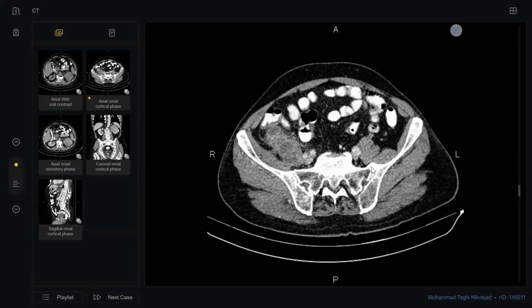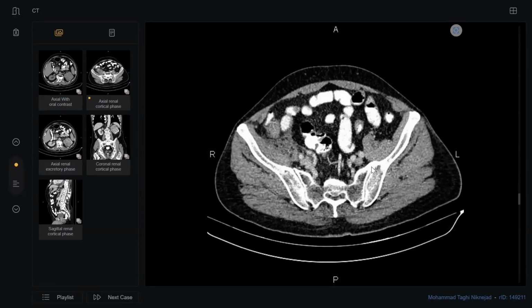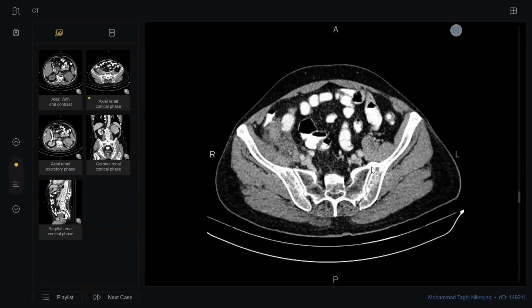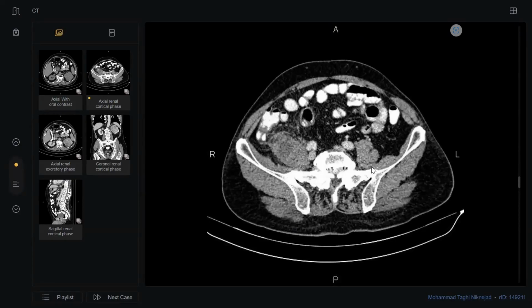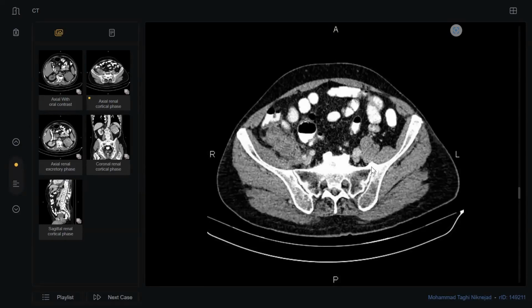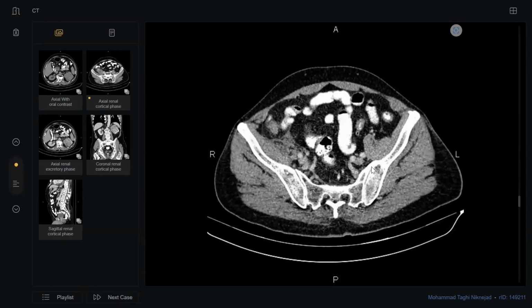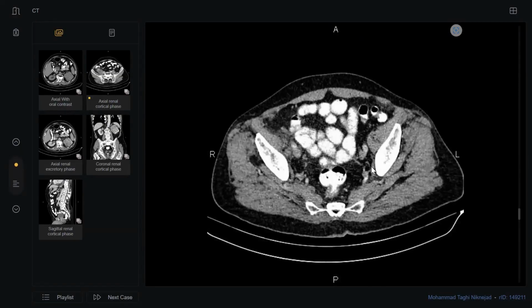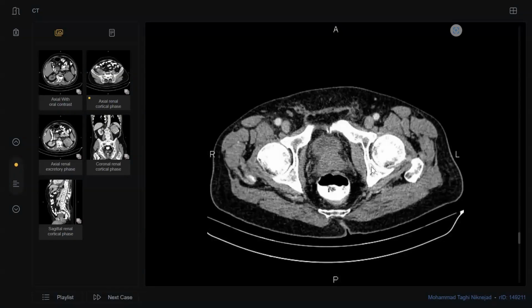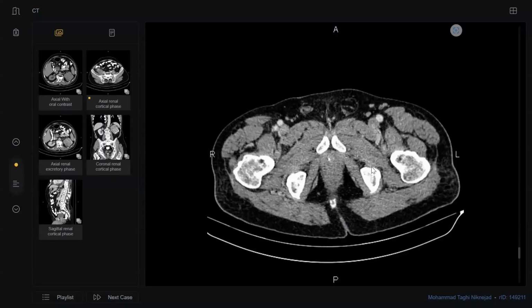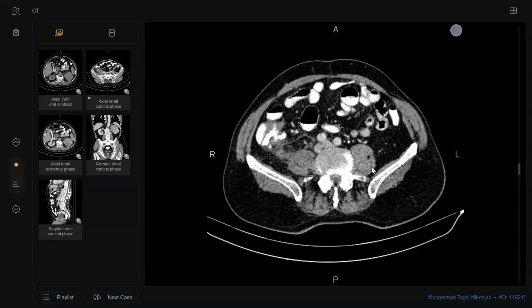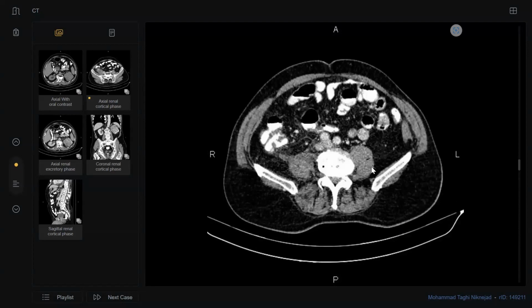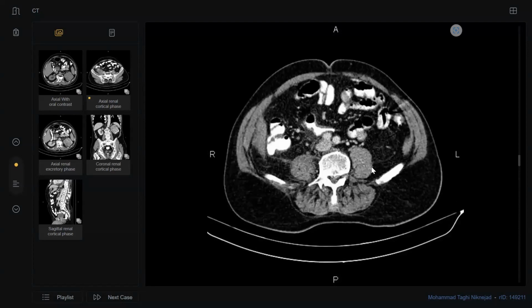What else? And also I can see there is some collection surrounding the appendix. So that can be content perforation of the appendix with acute appendicitis. What else? I'm just going to the, and the appendix is entirely replaced, like a mass formation.